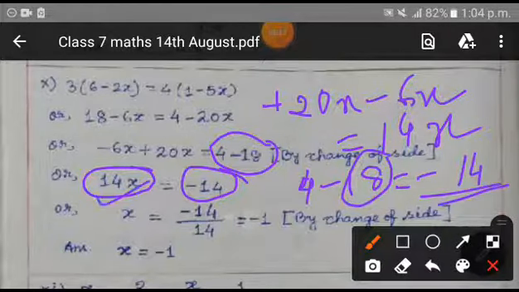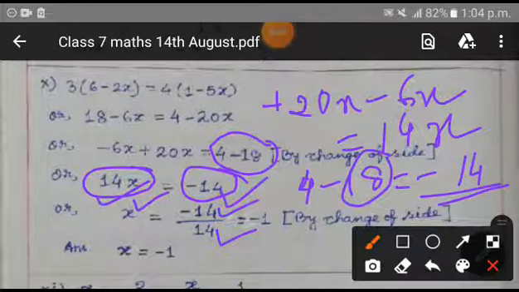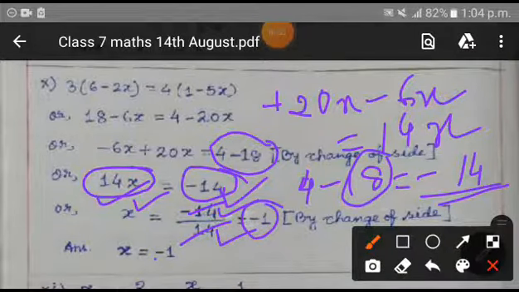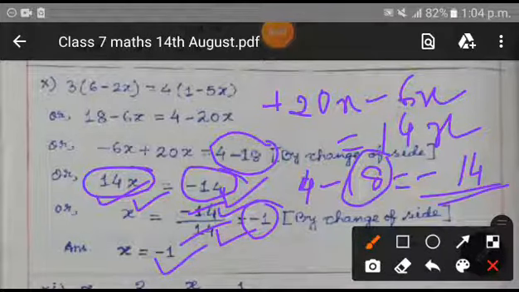So 14x equals minus 14. So x equals minus 14 by 14. So after that, minus 14 by 14 means 14 ones are 14. So that means we will get minus 1. So x equals minus 1. This is the required solution. Alright.